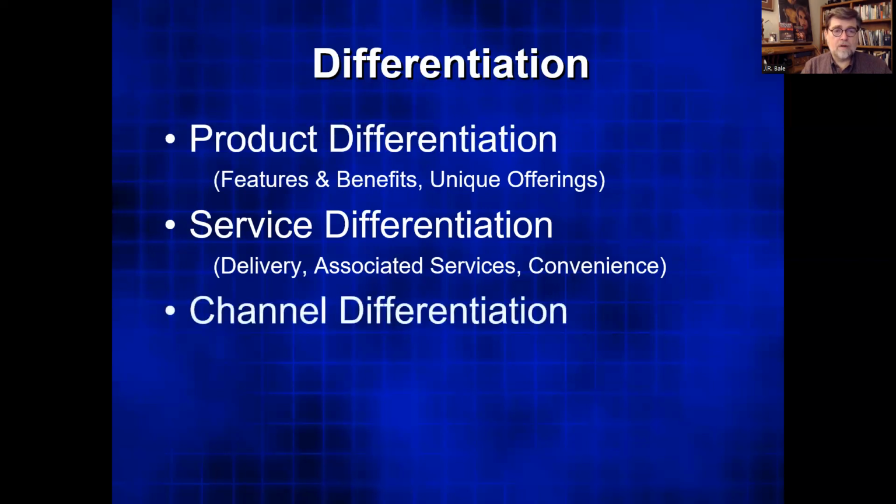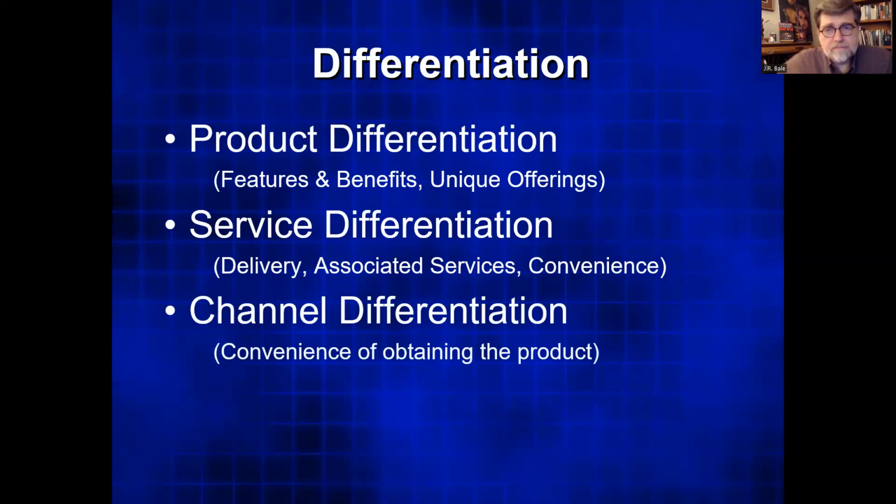And also with channel differentiation, it's the way you obtain the product. And sometimes that's really important. I'll give you a couple examples here, and one kind of falls into the category of service differentiation. Some things blend. Enterprise Rent-A-Car. If I were to ask you what the top rental car company is, many of you would say Hertz. And actually, number two is Avis. And somewhere below that falls Enterprise.